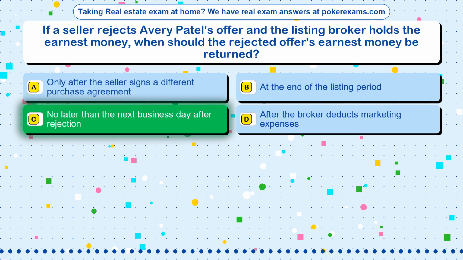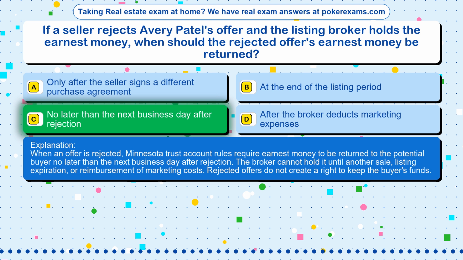The correct answer is option C, no later than the next business day after rejection. When an offer is rejected, Minnesota trust account rules require earnest money to be returned to the potential buyer no later than the next business day after rejection. The broker cannot hold it until another sale, listing expiration, or reimbursement of marketing costs. Rejected offers do not create a right to keep the buyer's funds.